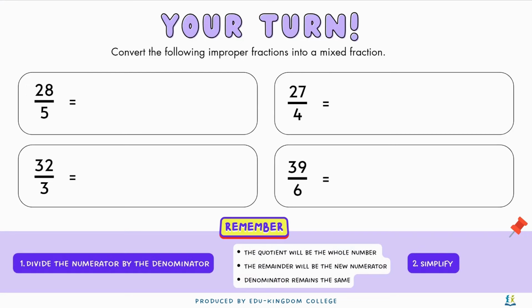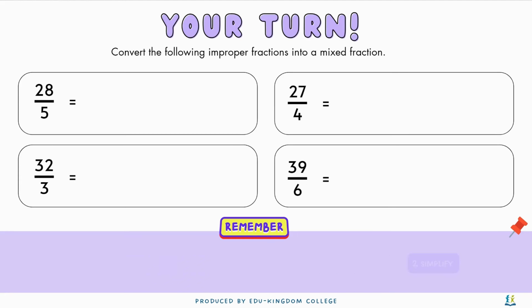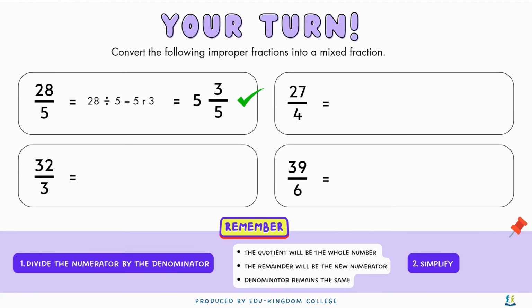Now it's your turn. Convert the following improper fractions into mixed fractions. Please pause the video and try these questions. First question, 28 over 5. 28 divided by 5 is going to give us 5, remainder 3. So with the steps we had learned earlier, it's going to give us 5 and 3 over 5 as a mixed fraction. Then we have 32 over 3.